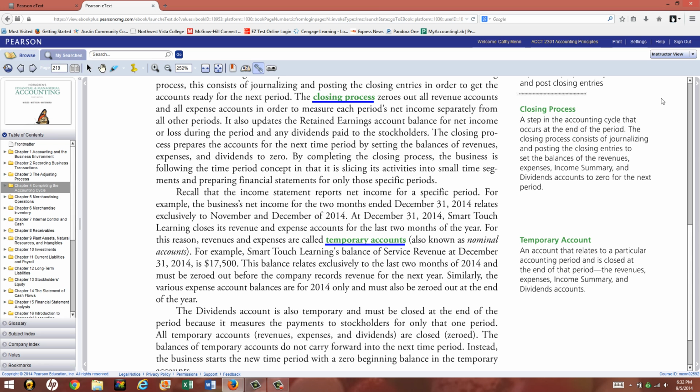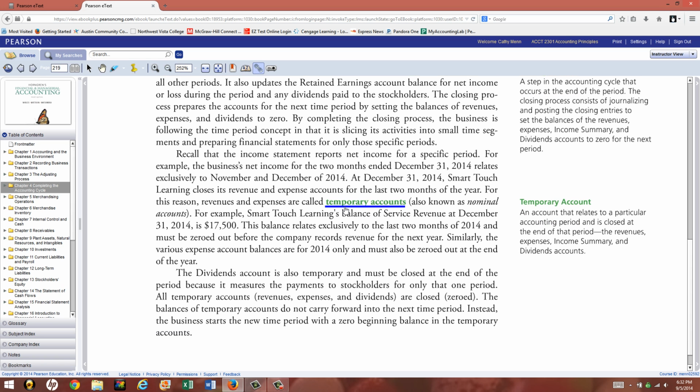Because what we do, and it tells us here, it says a step in the accounting cycle that occurs at the end of the period. The closing process consists of journalizing and posting the closing entry to set the balances of the revenues, expenses, income summary, and dividends account to zero for the next period. So that's what we're about here, is we're going to be setting these accounts to zero.